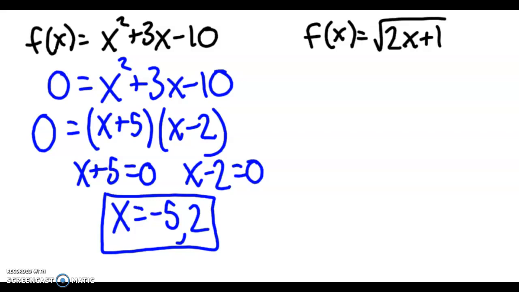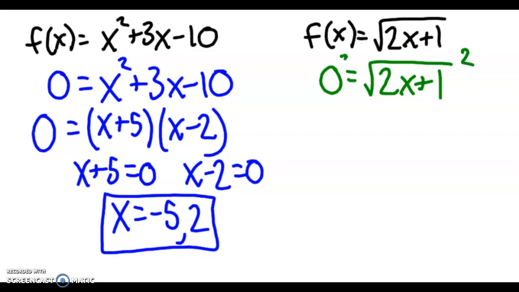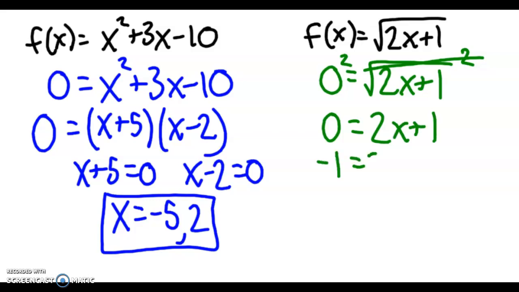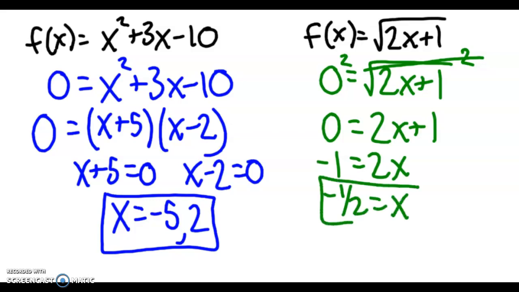Our second one, we have a square root. We're setting, again, the equation itself equal to 0. To get rid of a square root, we need to square both sides. So when we square the square root, everything cancels, and 0 squared is still 0. So we're left with 0 is equal to 2x + 1. We can subtract 1, and then divide by 2. So here we only have one answer.